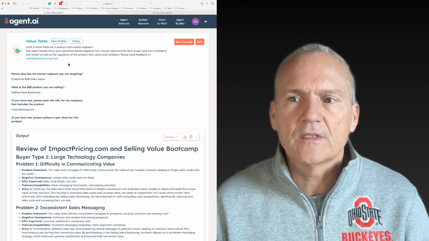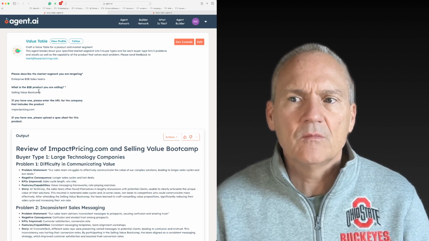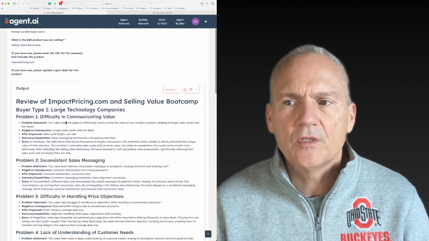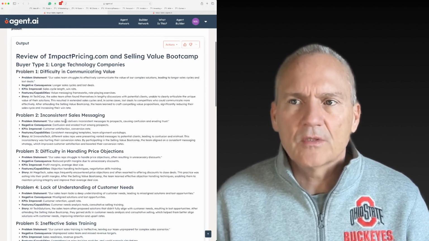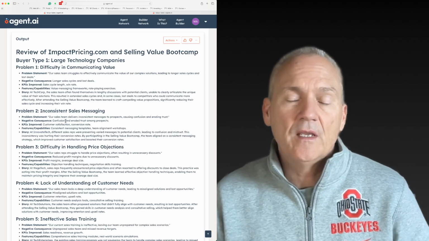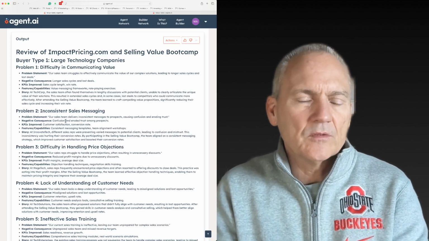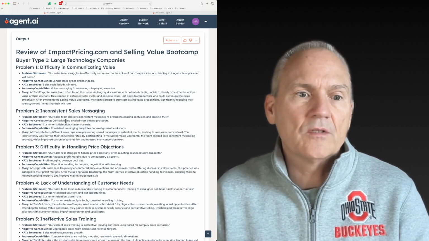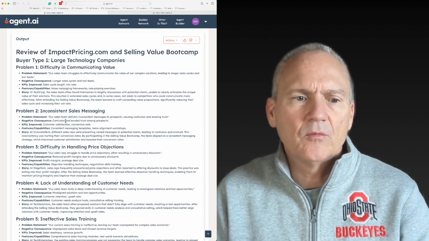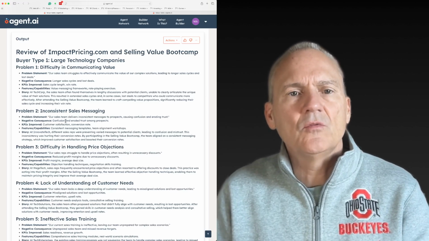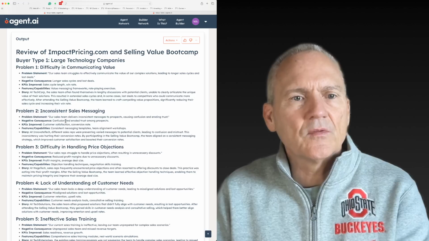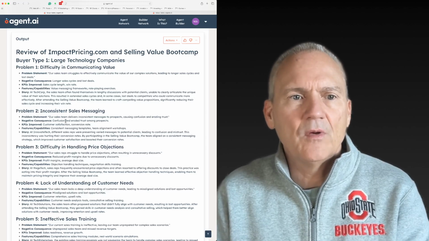You'll notice that it's the exact same things: enterprise B2B sales teams, selling value bootcamp, impactpricing.com, no spec sheet. This is what the output looks like. And so what the agent did was it started by saying, hey, I want to pick out 3 sub-segments. So you defined a market segment, enterprise companies with B2B sales teams. I'm just going to sub-segment that a little bit. I find most companies don't do a good job at their segmentation. They don't think deeper about the different types of customers. So this helps you start thinking that way.